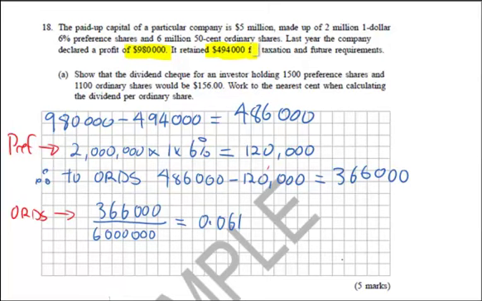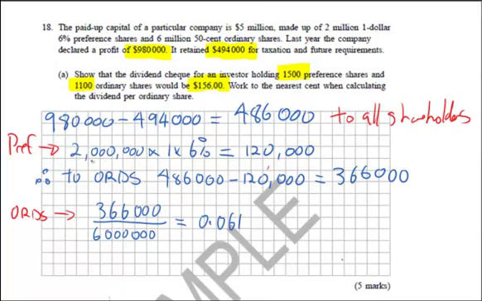So now you've got to work out how much is going to go to the preference shareholders and then the ordinary shareholders to work out this answer, because it says if you've got 1,500 preference shares and 1,100, show me that your dividend check is going to be $156. So first thing you need to do is find out how much money goes to all shareholders. This goes to everyone because it's the profit take away the costs and the expansions.